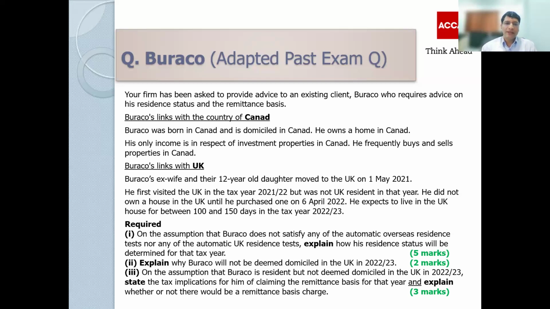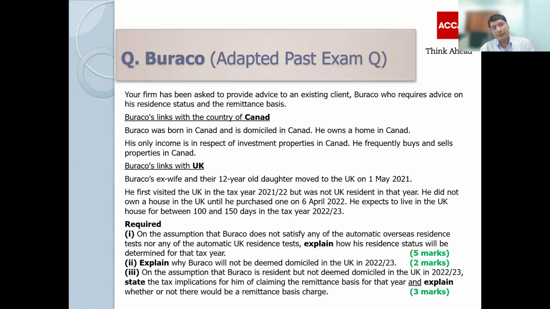So the third requirement is asking you to state the tax implication of claiming the remittance basis and explain whether or not there would be a remittance basis charge. So this third point is based on your knowledge of the materials, of the textbook, of the tax material that you learned as part of the taught course or self-study. So here you talk about the tax implication of claiming the remittance basis and also talk about the remittance basis charge. So the third is actually the easier one.